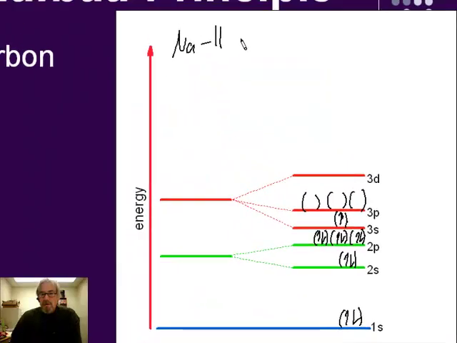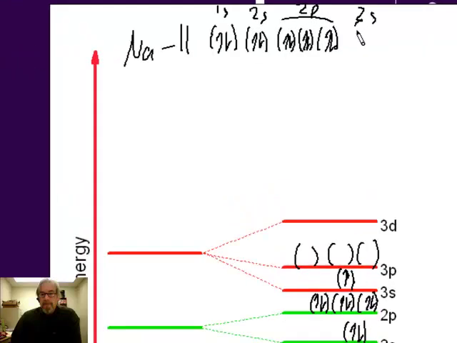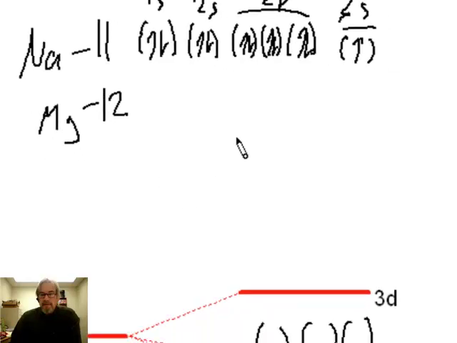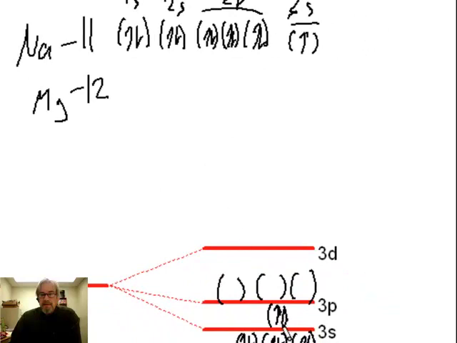So sodium is 1s and 2s full, 2p full, and 3s half full. The next one I have to do is magnesium. Magnesium's number 12. Well, you can probably see what's going to happen here. I'm going to just fill that next orbital. So magnesium looks just like sodium. In fact, I'll just cross out sodium and I'll add another electron. That's what it looks like.